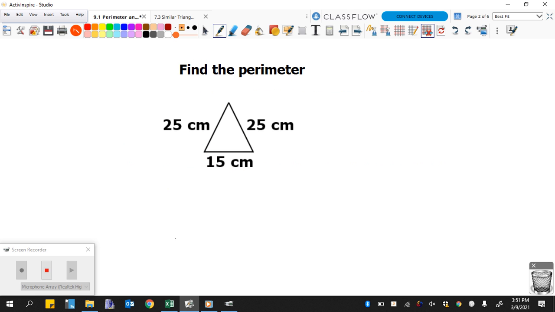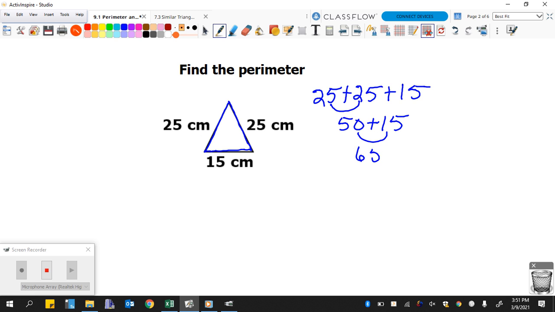Now, in this case, we have a triangle. For a triangle, we just add up all the sides. So we say 25 plus 25 plus 15. 25 and 25 is 50, plus 15 is 65 centimeters. So the perimeter of this triangle is 65 centimeters.